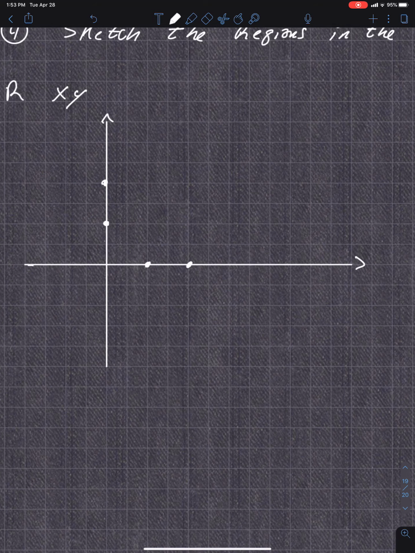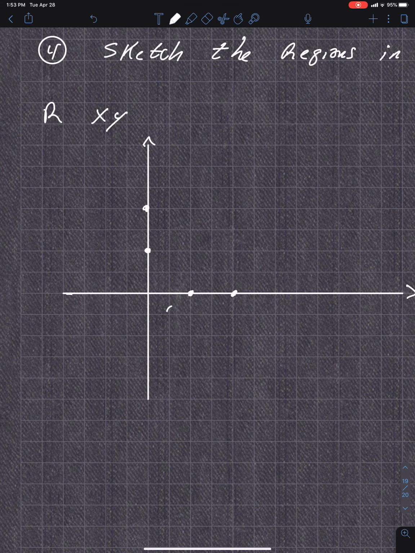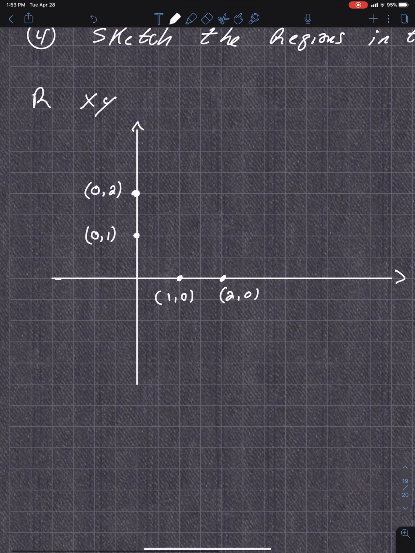So let's go ahead and zoom in a little bit on this. So (1, 0), (2, 0), (0, 1), and (0, 2). Okay, and then let's connect this for our trapezoid. So it's going to be like this and like this. And then you have these sides as well.